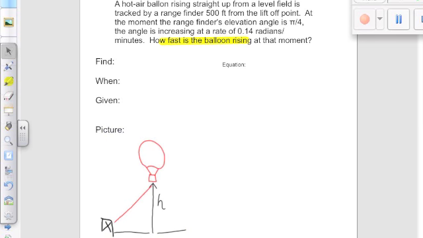Okay. So what I'm actually trying to find is how fast it's rising. I don't want to know where it is. I want to know how fast it's rising. So since it's how fast something is, isn't that our rate? So I want to find dh/dt.